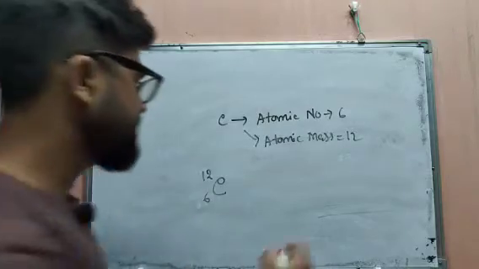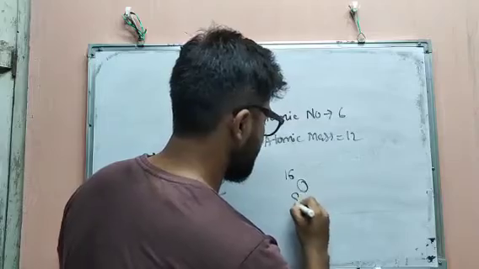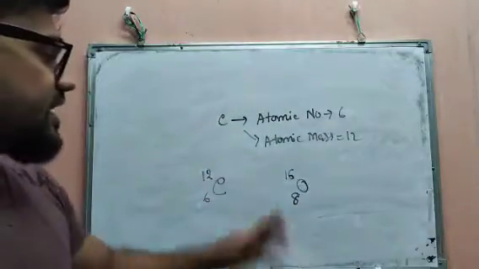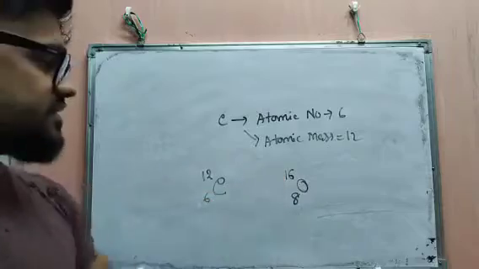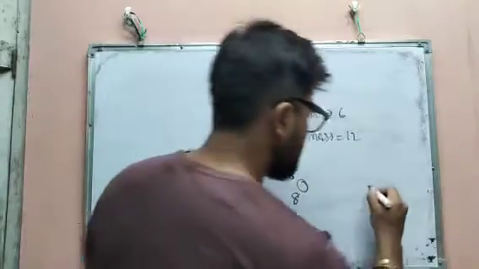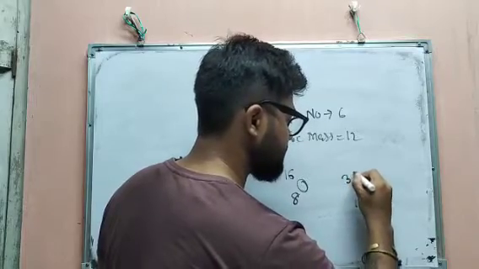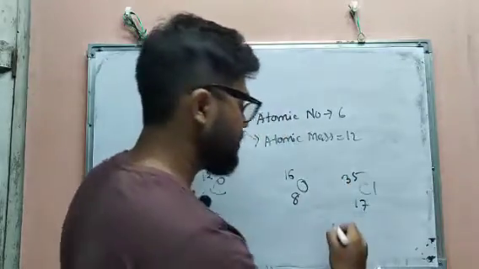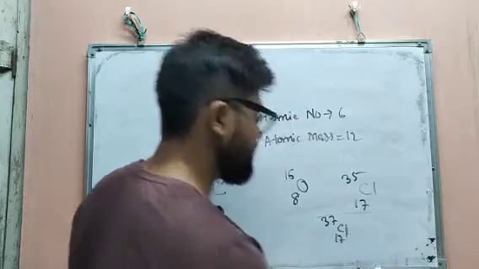Suppose you are given 16O8, then what can you say? The atomic number is 8 and the atomic mass is 16. Then suppose you are given chlorine, for chlorine, 35 or 37, chlorine 17.